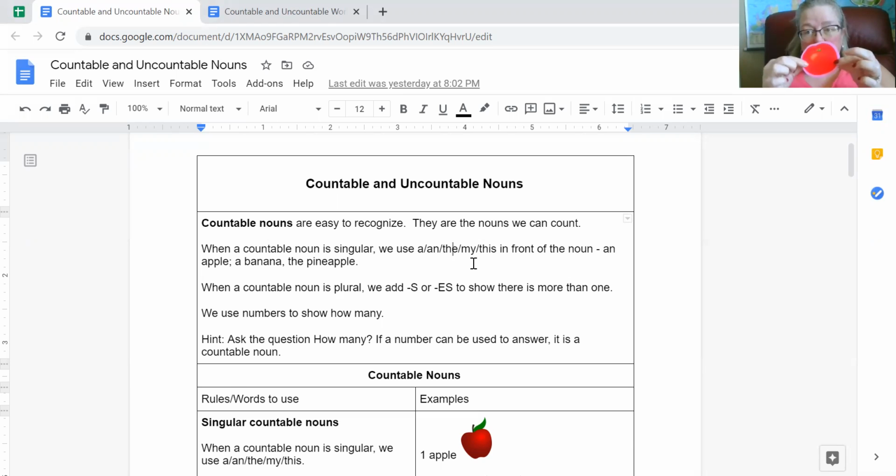A tomato. A potato. When a countable noun is plural, as we've learned, we can add S and ES to show that there's more than one. Strawberries. One strawberry. Many strawberries. When we are using countable nouns, we can ask how many, and that will let us know it is a noun that can be counted.